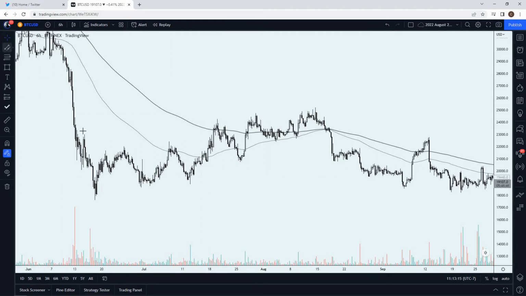Okay, so start off right here. We got a range. We got our swing low and our swing high. So we'll take our range tool here, bring it down to the low.